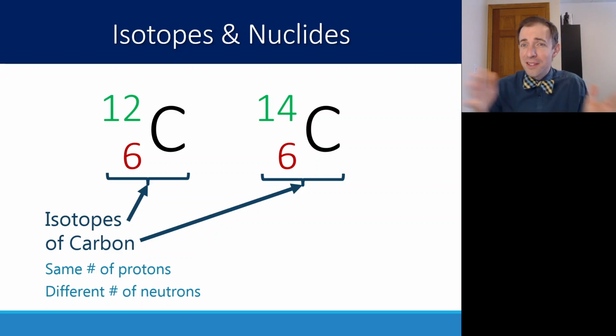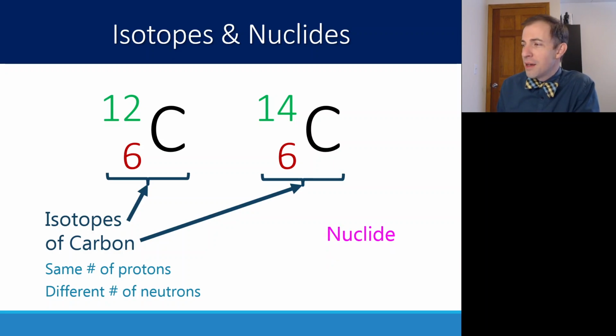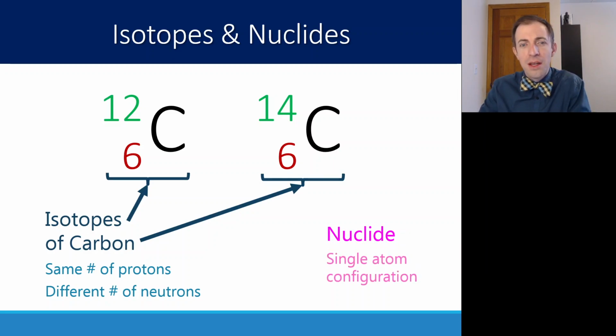So we call these isotopes of each other. They are isotopes of carbon. Another word that we'll use throughout is a word called nuclide. Nuclide is just a way of talking about one particular atom's configuration. So this is a single configuration of an atom.